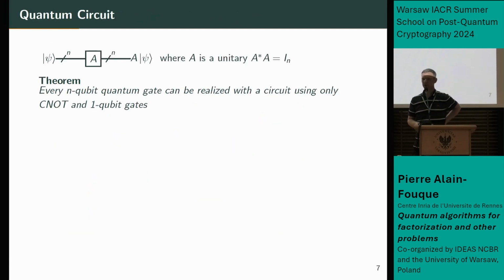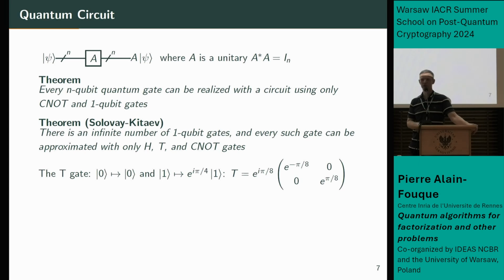What makes this two-qubit gate very interesting is that for generating more general circuits, and as Giulio mentioned, every quantum circuit can be described by some unitary matrix, and so the matrix has to be invertible. This is the case because here you have A star A equals the identity. But more generally, every n-qubit quantum circuit can be described using only CNOT gates and 1-qubit gates. This is a very important theorem.